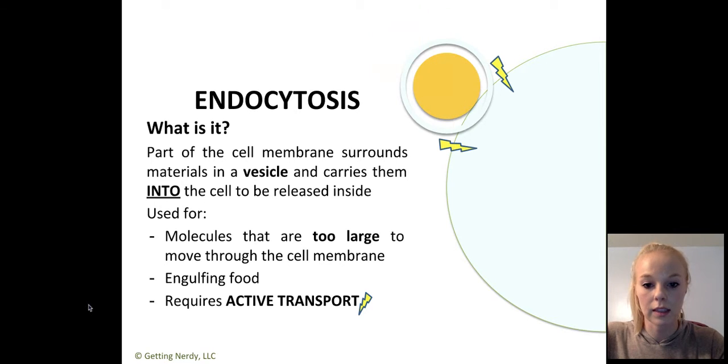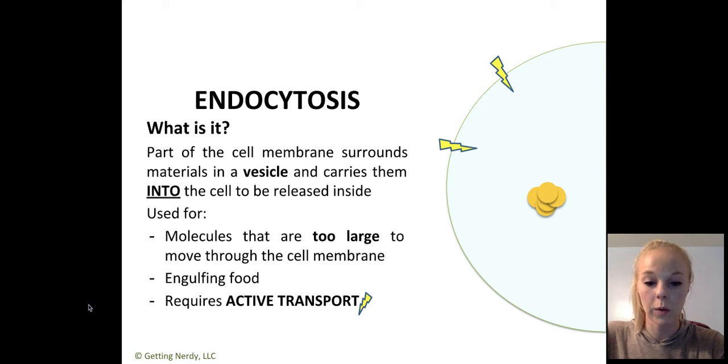Endocytosis is a type of active transport. Part of the cell membrane surrounds materials in a vesicle and carries them into the cell where they are released inside. This is used for molecules that are too large to move through the cell membrane and proteins. It's also used to engulf food. Your 8th keyword is Hill.